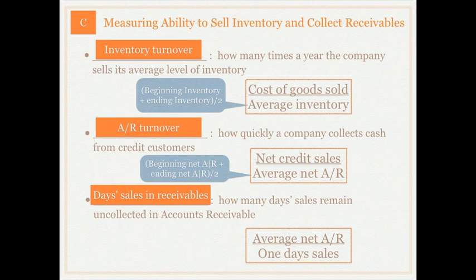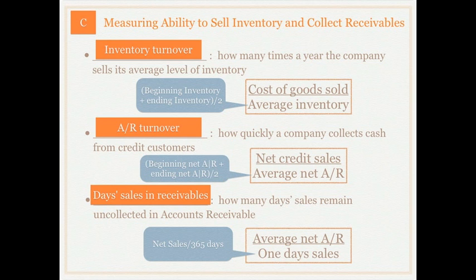So we talked about how to calculate average net accounts receivable above in the accounts receivable turnover, but we also need to calculate 1 day's sales. To do that, we will take a company's net sales, again that's sales after you have deducted the contra sales accounts, and divide net sales by 365 days. That will give us 1 day's sales.